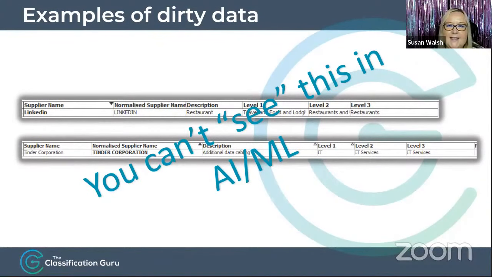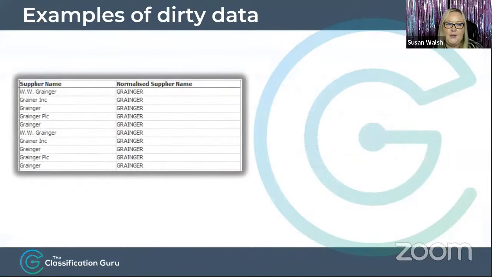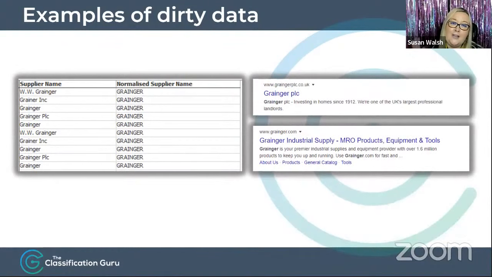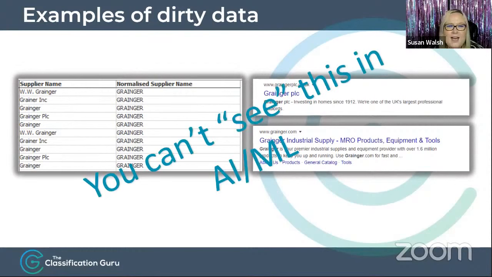And it's the same with supplier normalization. So I am guilty of normalizing Grainger to all the same supplier, but actually there's Grainger UK and there's Grainger USA, and they do two very different things. And had I looked at the context and the rest of the data, I would have known that. So again, you can't see this in AI ML. How are you supposed to know if it's wrong and fix it so that the machine learning, the AI can learn from this? Again, keep watching and I'll show you some tips.